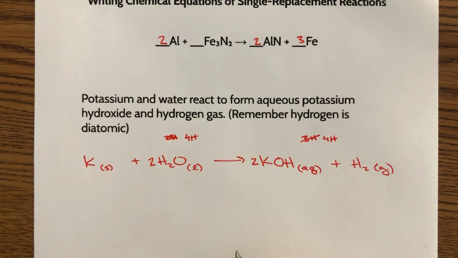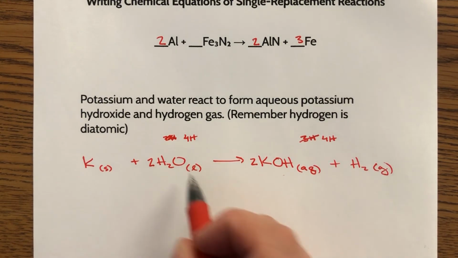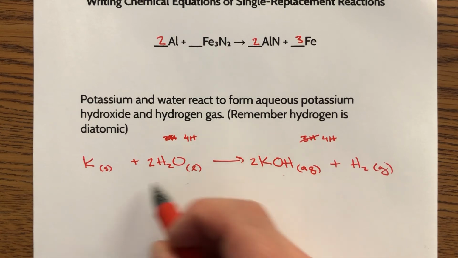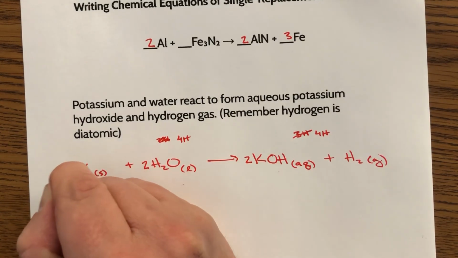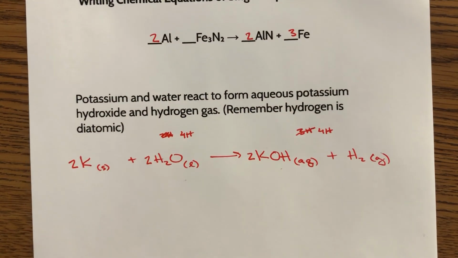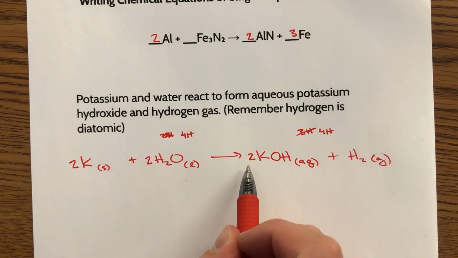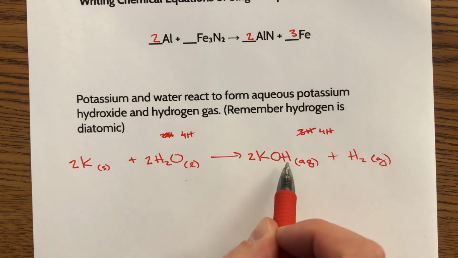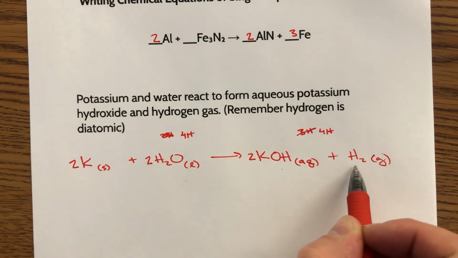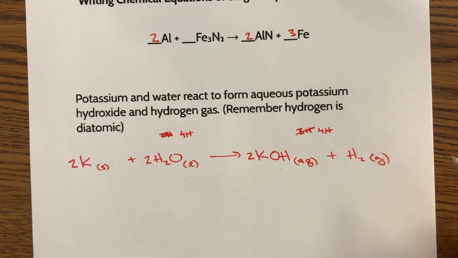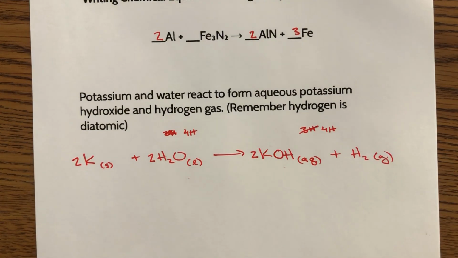Now let's go back and look at the ones that were balanced. So now we have 2 oxygens. Oh, our oxygens check out. And if we have 2 potassiums, we need a second potassium over here. So we have 2 potassiums for 2 water molecules for 2 aqueous potassium hydroxides, and 1 molecule of hydrogen gas will be released. Okay, I think that's it for this equation.